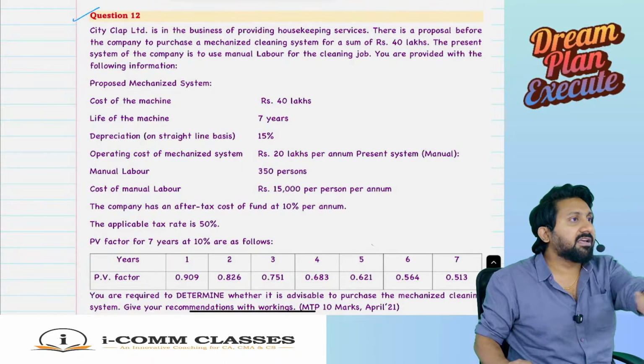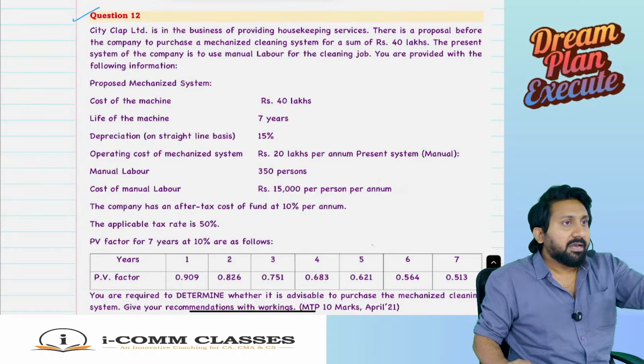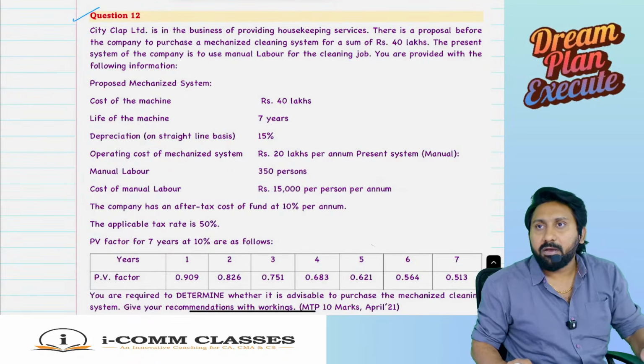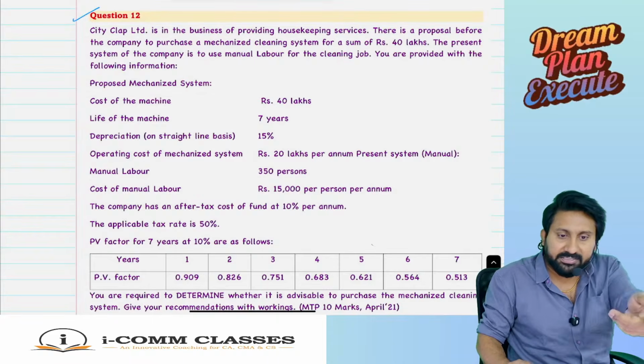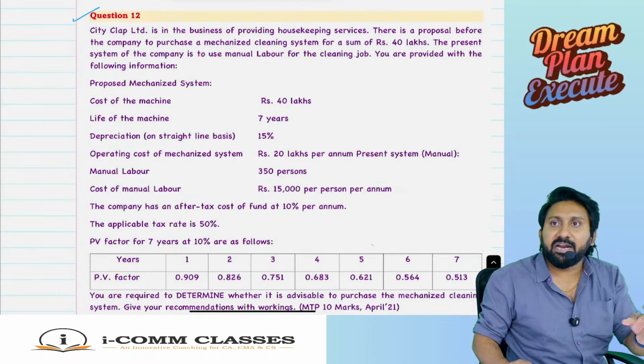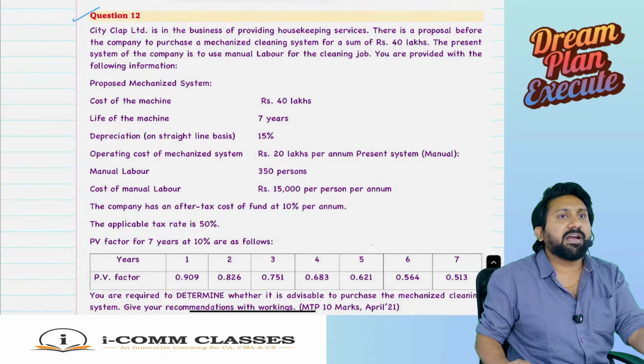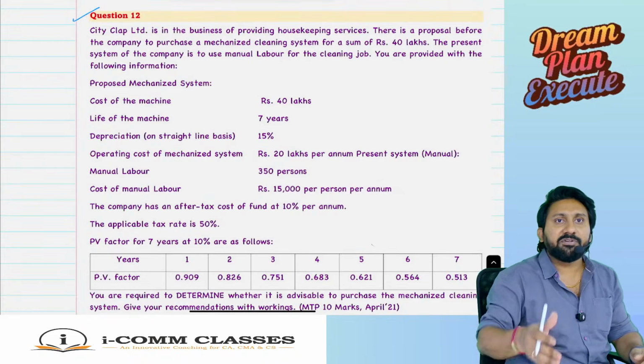EBIT. Interest, not there. So that will become EBT. What we need to reduce? Tax. How much tax? What we will get? EAT. EAT, what we need to add back? Depreciation. What we will get? Answer completed: 7 years annuity, 10 marks.